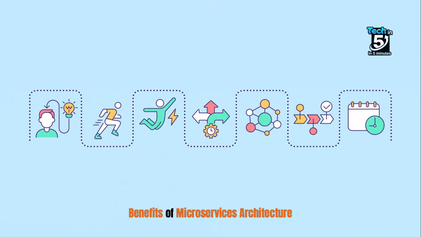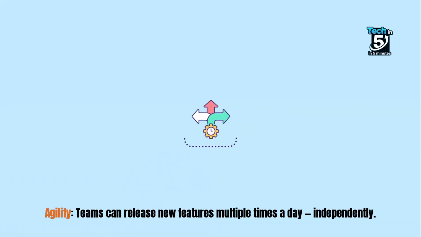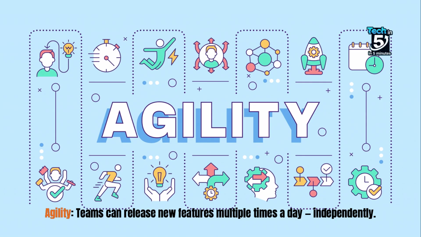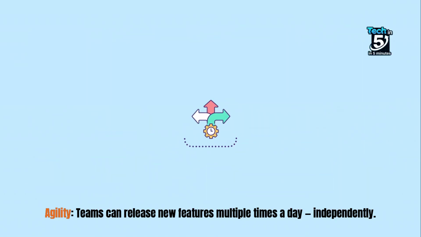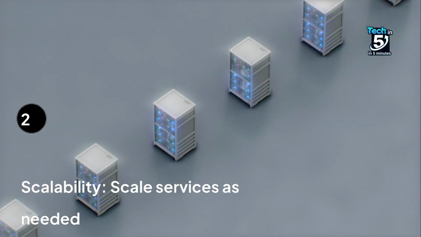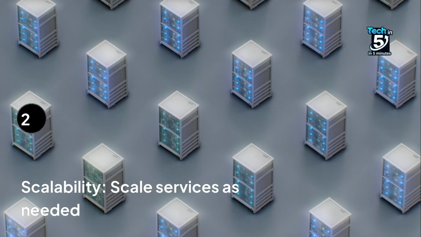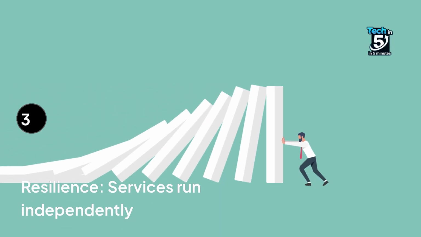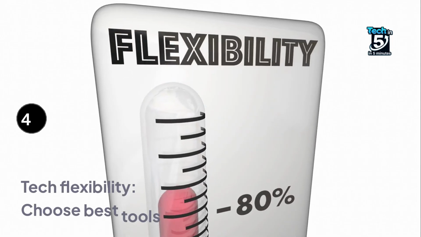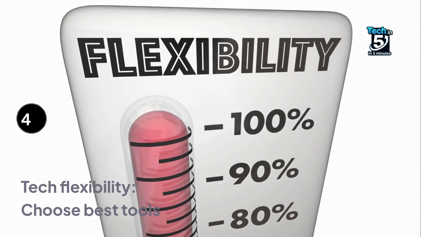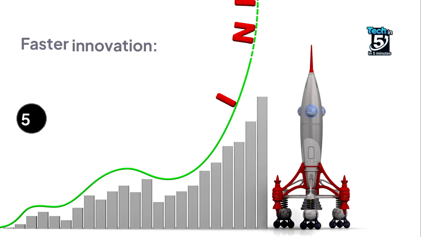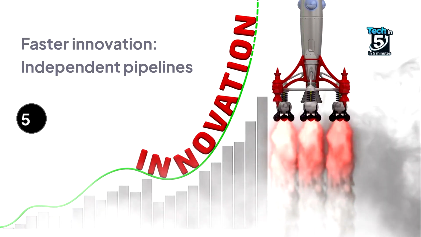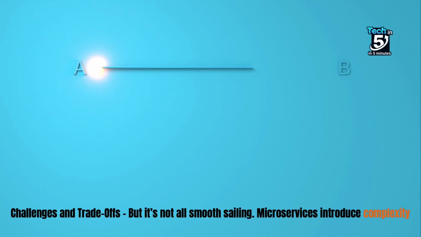Benefits of microservices architecture. Agility. Teams can release new features multiple times a day, independently. Scalability. You can scale only what needs it. Resilience. If one service crashes, others keep running. Tech flexibility. Each team can pick the best tool for its job. Faster innovation. Independent pipelines mean faster experiments and delivery.